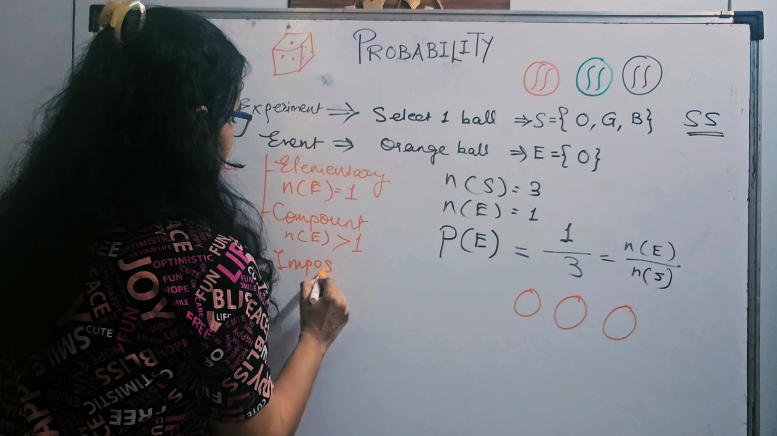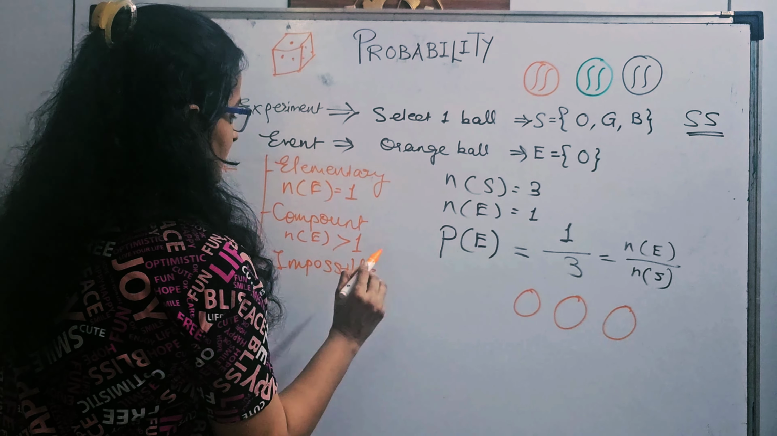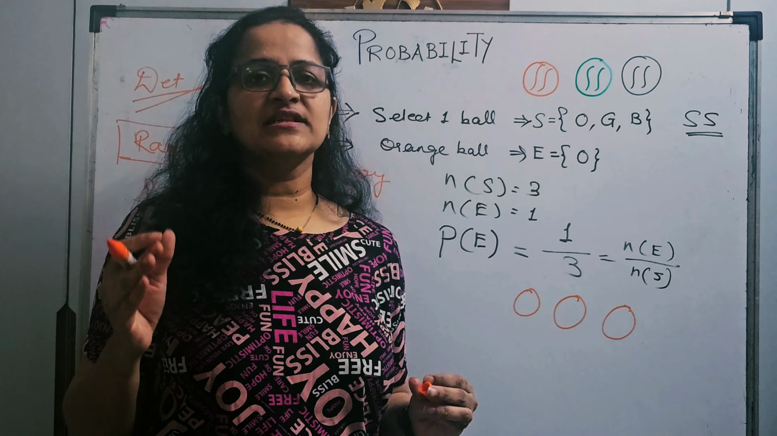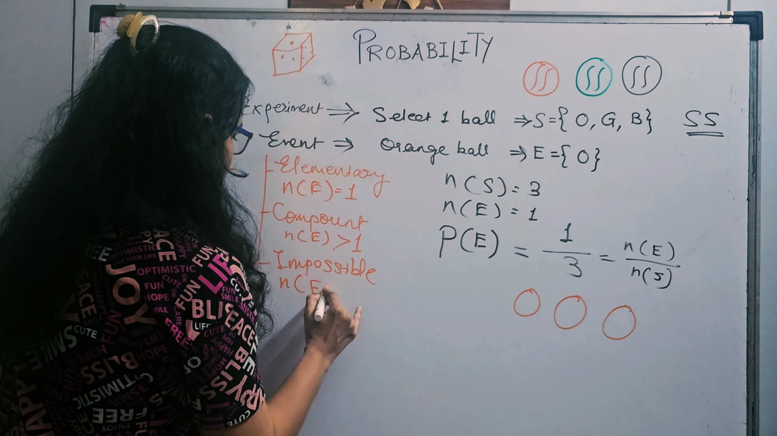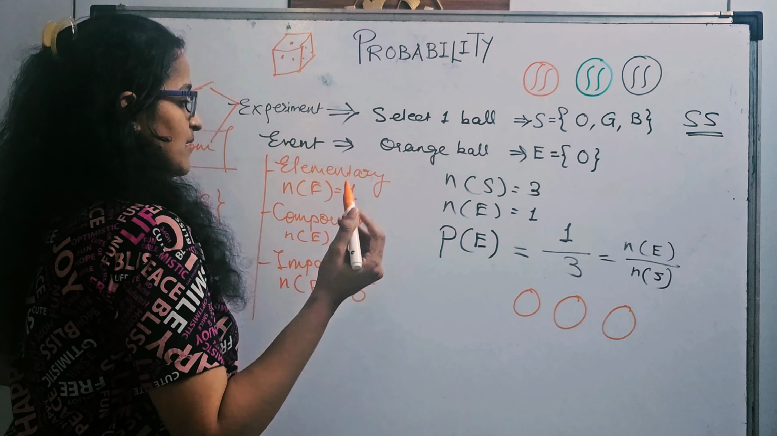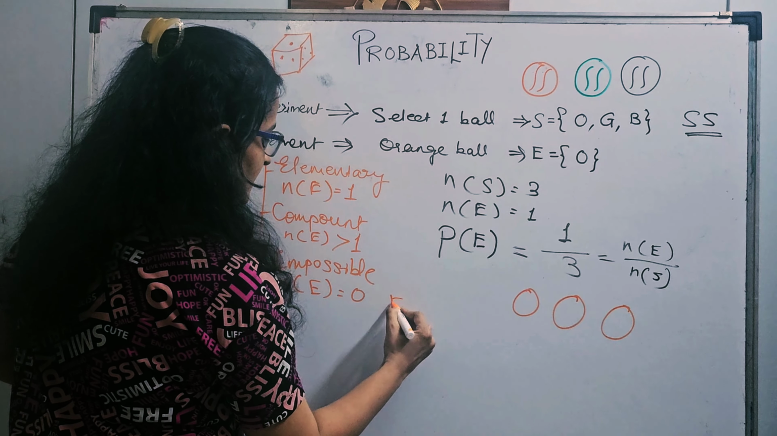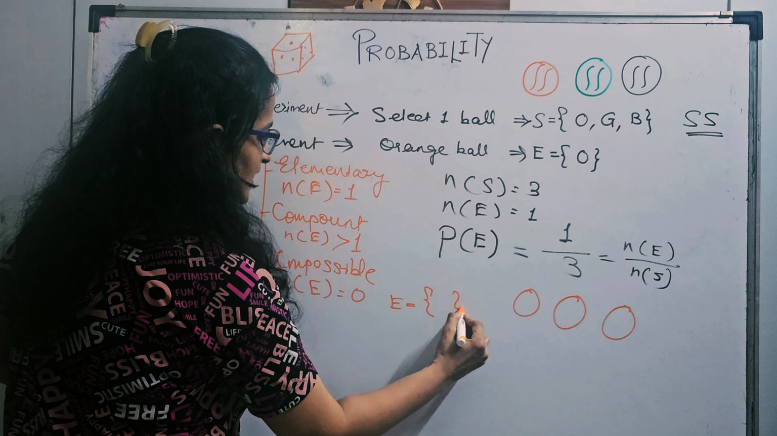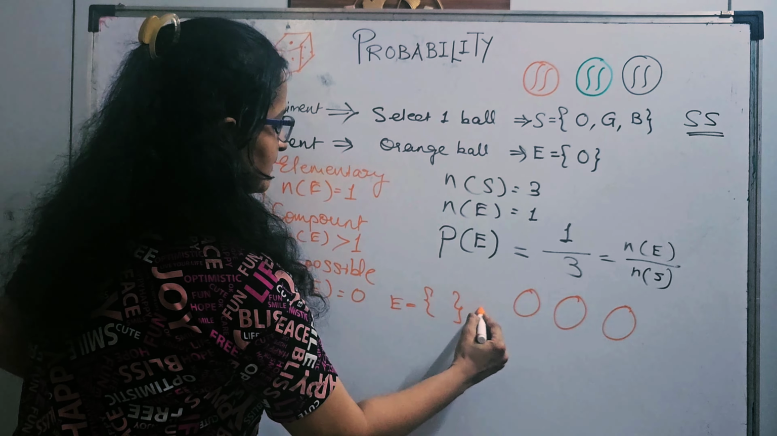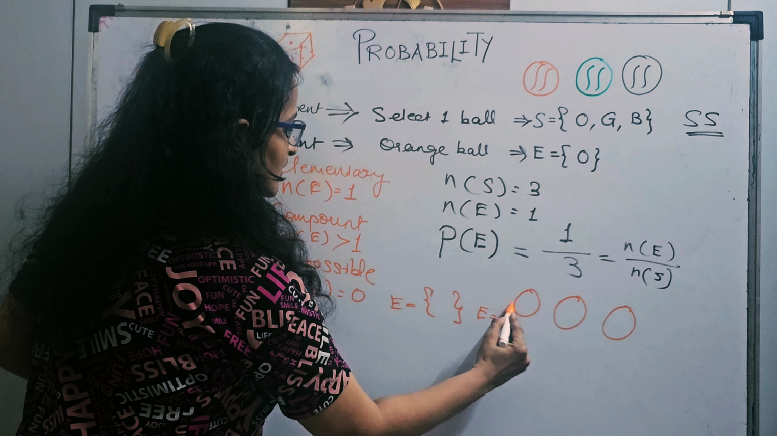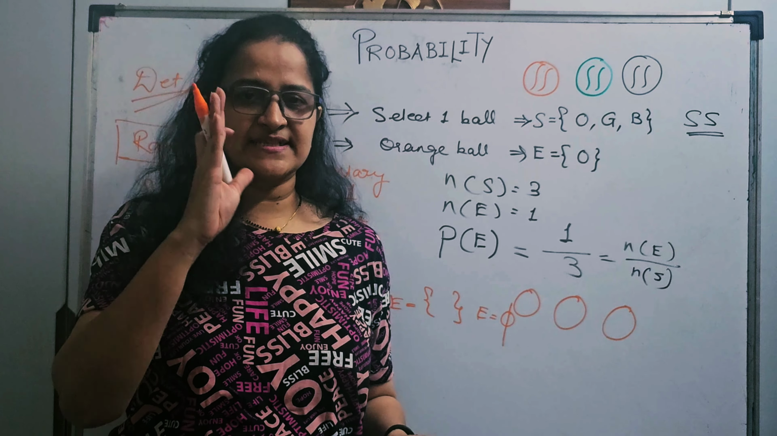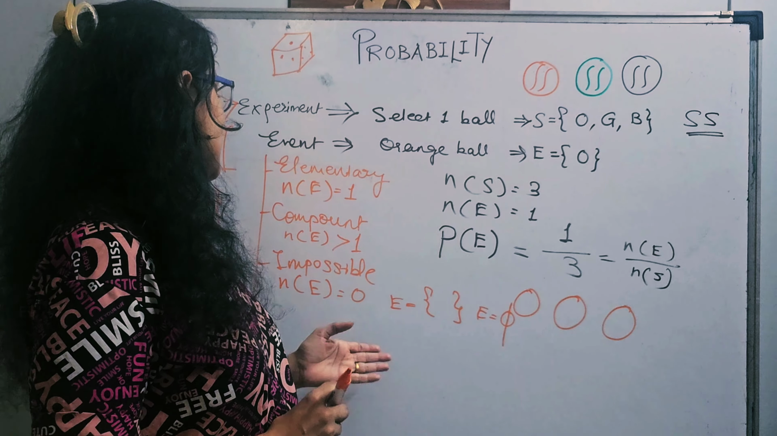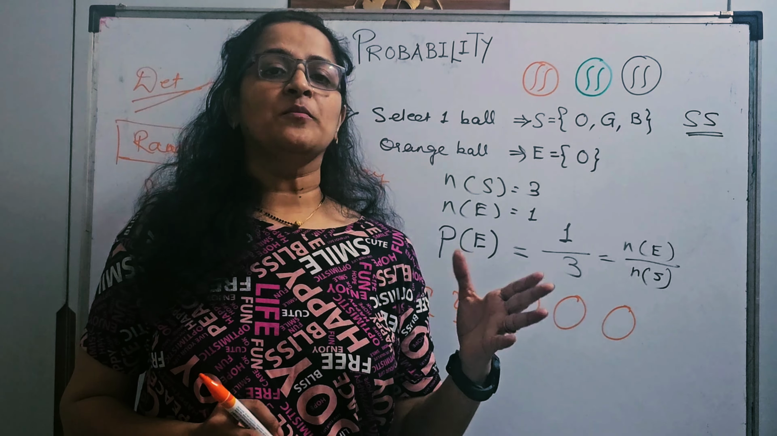Impossible event. The name itself indicates that there won't be any item. This is basically the empty set event. n(E) is always 0, meaning that this set E is always empty, and it can be indicated as E equals ϕ. ϕ is nothing but your empty set. Basically, there is no outcome from this event.